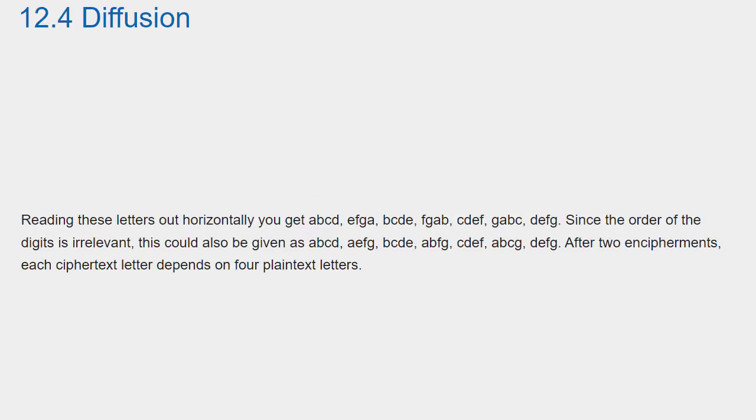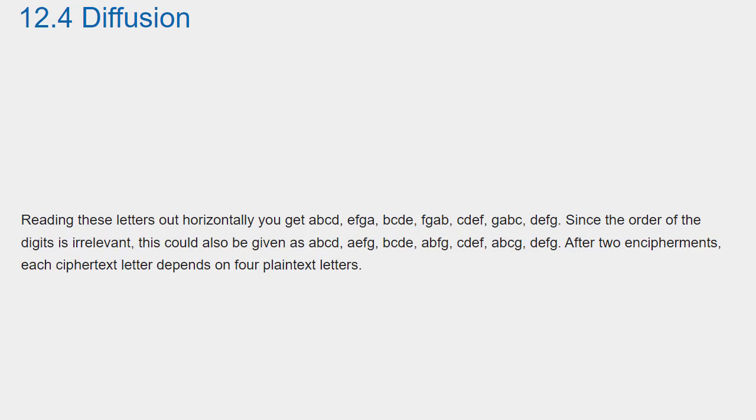At this point, I need to introduce a special notation to show which plain text letters each ciphertext letter depends on. If a ciphertext letter depends on plain text letters P, Q, and R, it gets designated PQR. Using this notation, if you enciphered the letters A, B, C, D, E, F, G a second time, the block would look like this. Reading these letters out horizontally, you get AB, CD, EF, GA, BC, DE, FG, each now carrying its dependencies.